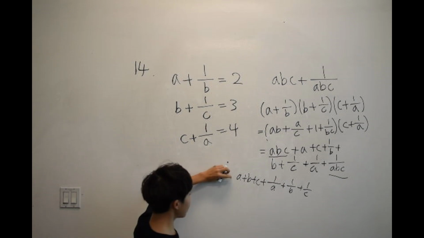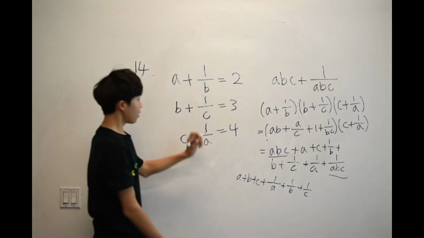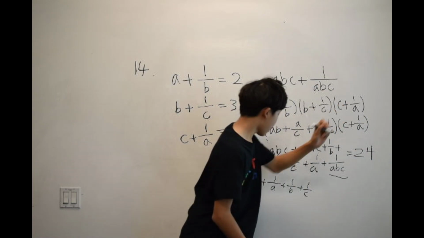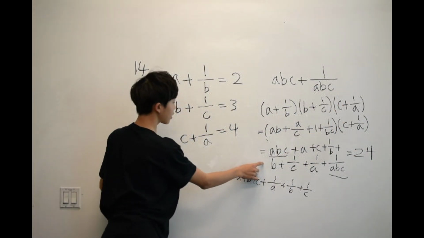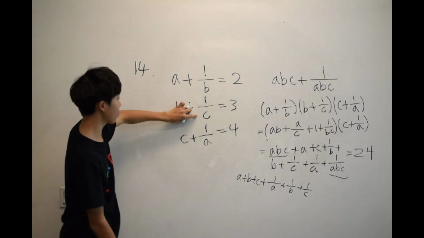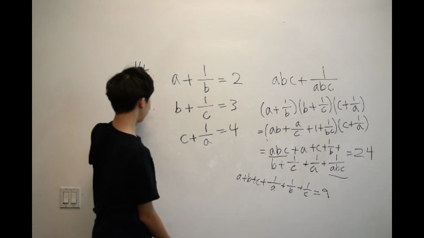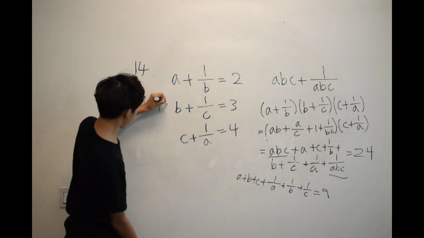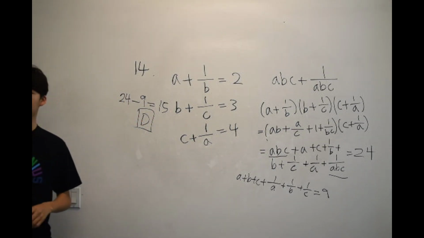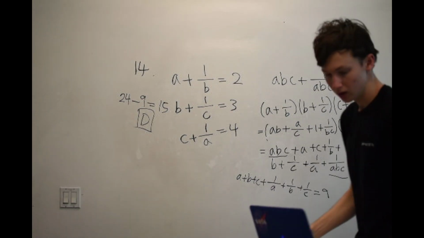So we need to subtract this from here to get that. By the way, since we multiplied these three, it should be 2 times 3 times 4, which is 24. And the one we need to subtract is basically the sum of these three, A plus B plus C plus 1 over A plus 1 over B plus 1 over C. So this is 2 plus 3 plus 4, which is 9. If you subtract 9 from 24, you get 15, and it's D. Okay. Awesome.